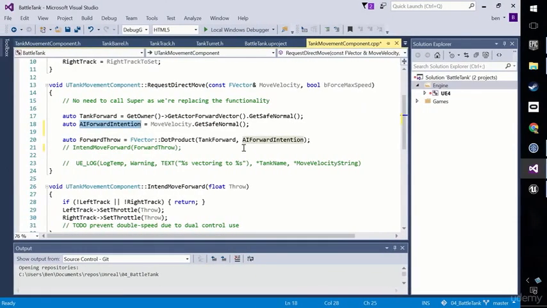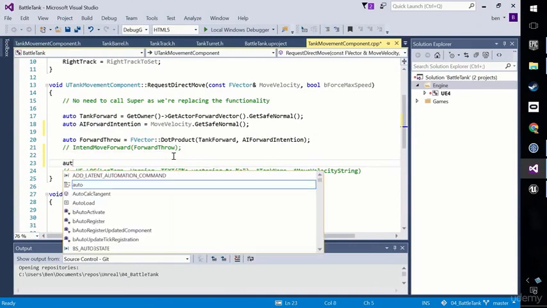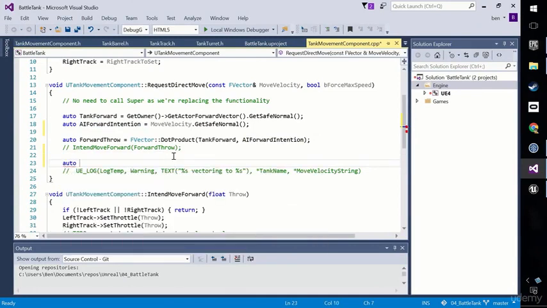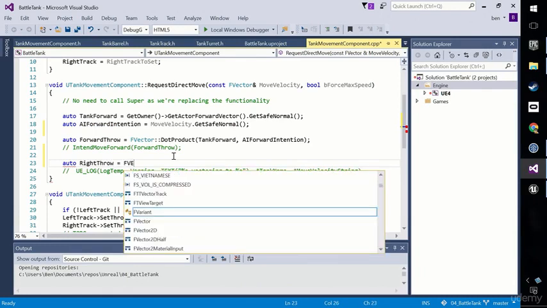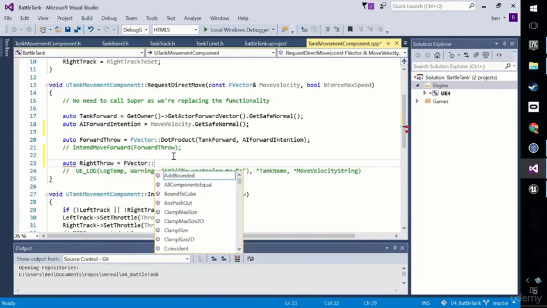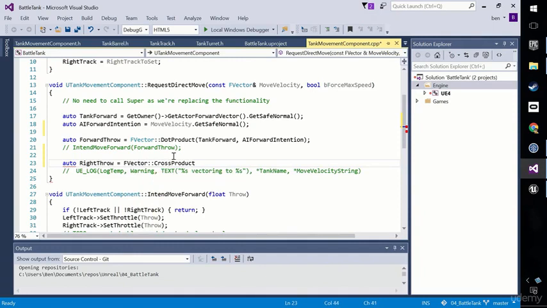Okay, welcome back. So let's have a go at this then. So we're going to have an auto turn, or just call it right throw, equals FVector. It's a static method on FVector called cross product. These are really handy. You'll use these things a lot. So which way around do we do these? Frankly, we need to just try it.